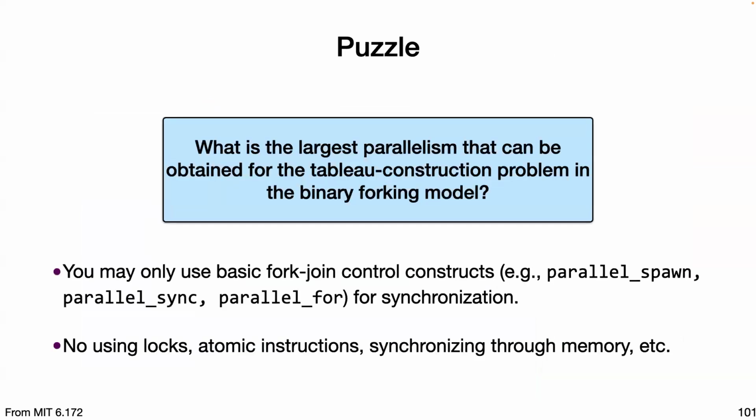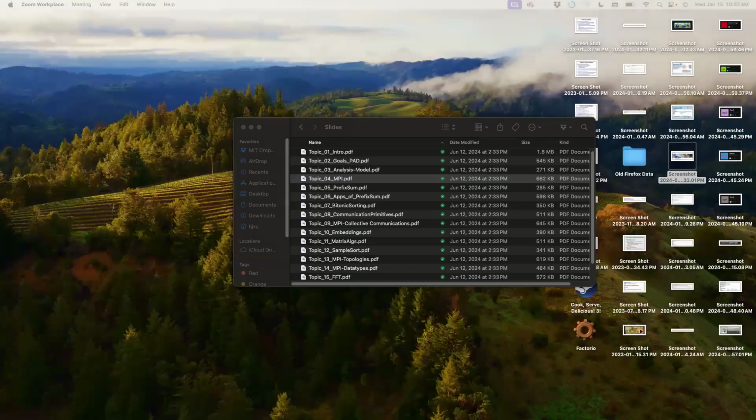And this is the last slide for this part, which is related to your question. What is the maximum parallelism that you can get for Tableau construction using divide and conquer in binary forking? So we were only using basic constructs like spawn, sync, and parallel for, without using something fancy like blocking. I'm not going to answer this question. This is a question that you can think about on your own. And that is it for this part.